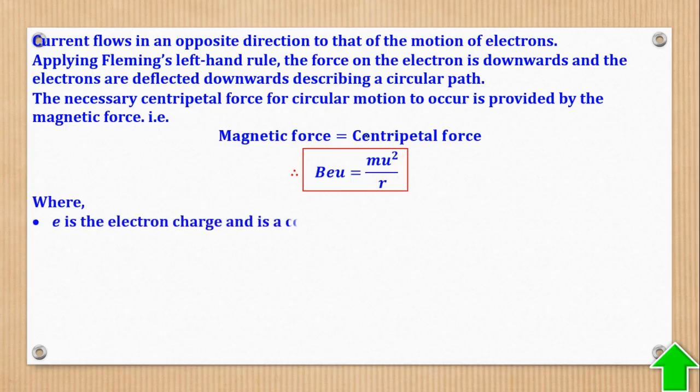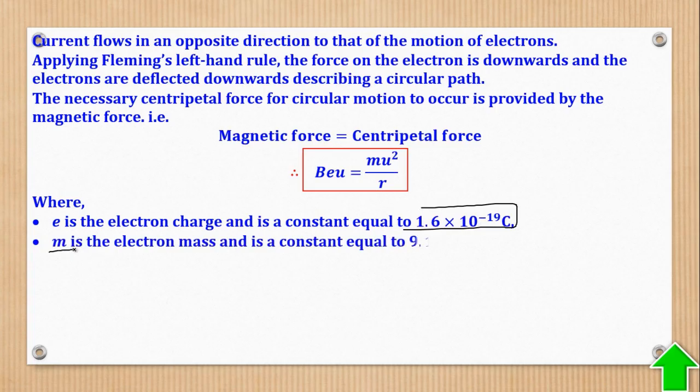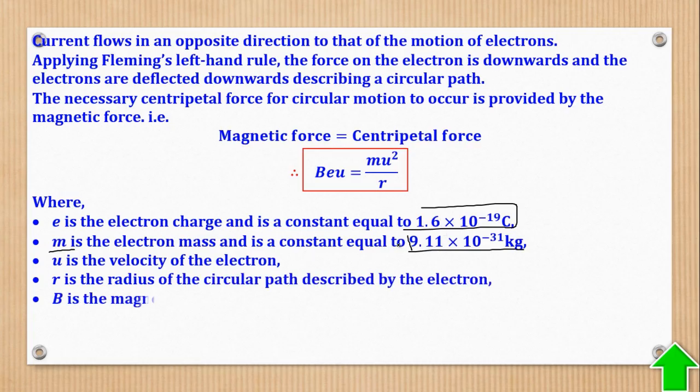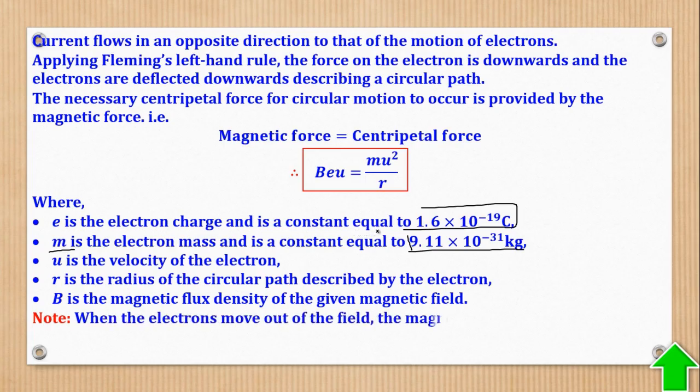So E is the electronic charge, and it is a constant, so this will always be given in the question. Then we have M, which is the mass of the electron. If it is an electron, the mass of an electron is this, and it is a constant, so it will be given in the question. Then U is the velocity of the electron, as we saw in the illustration. R is the radius of the circular path. B is the magnetic flux density of the given magnetic field.